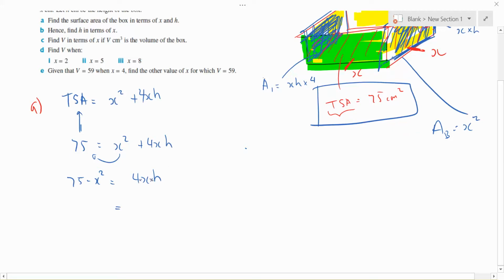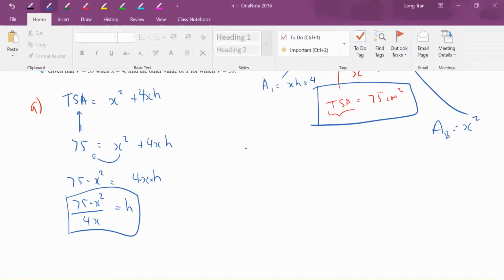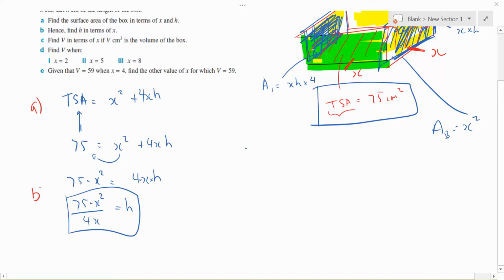Now they're all times. So the opposite of times is divide. So I'm going to have 75 minus x squared and divide that by 4x. This is my h. Okay, that's my h there, and that's really answering part B.